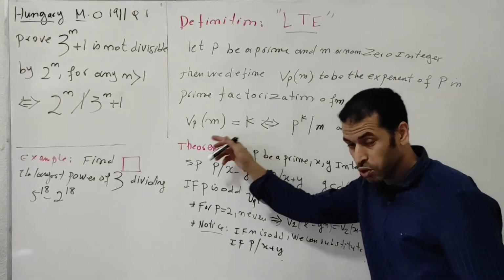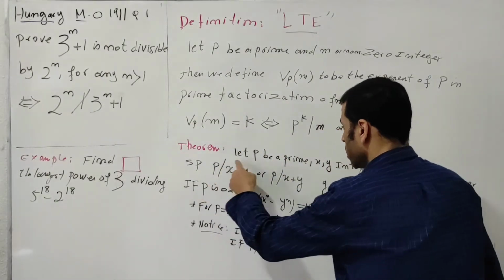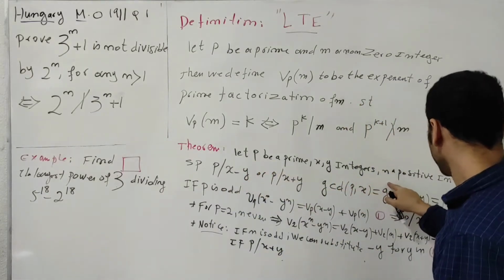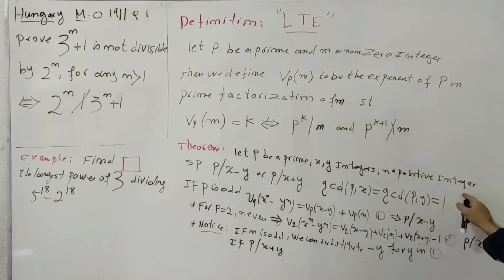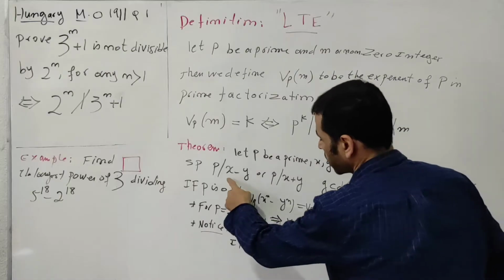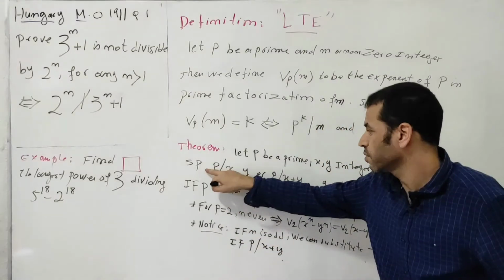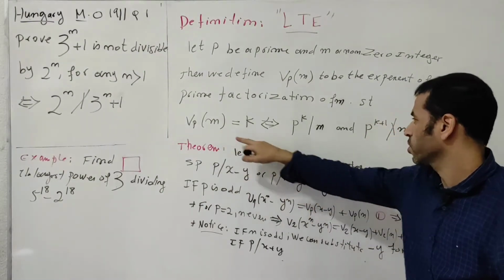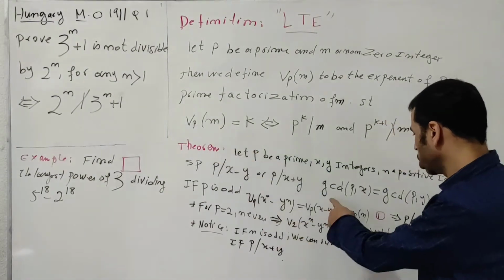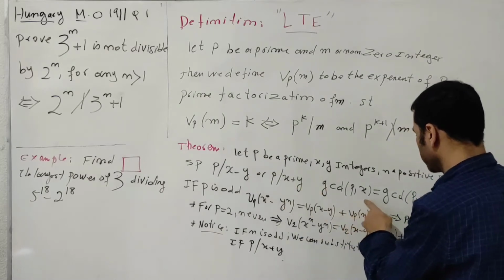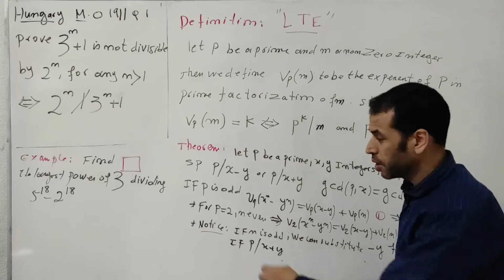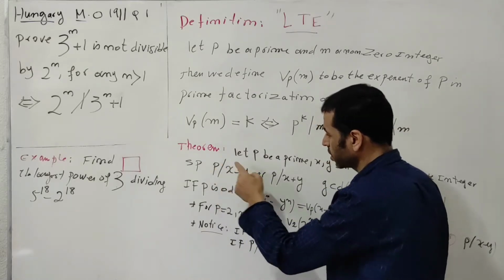Okay, let's go through the theorem first. Let p be a prime, x and y integers, and n a positive integer. This is the condition: p must divide the difference of these numbers or the sum of these numbers. But gcd(p, x) equals gcd(p, y) equals 1. In other words, p does not divide x and p does not divide y.